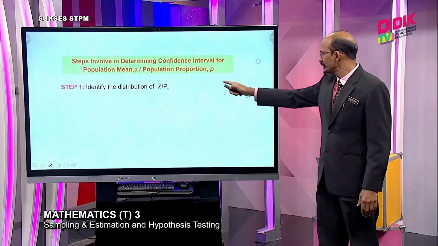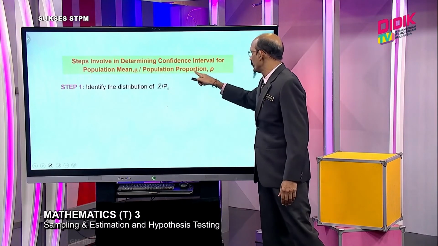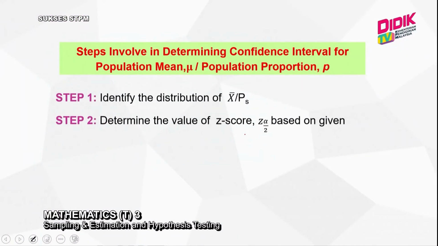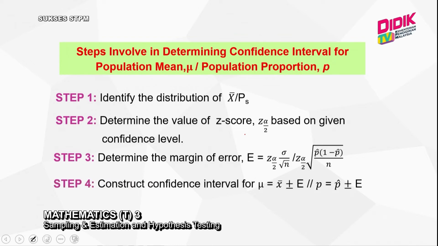Step 1, identify the distribution of what you are referring to, whether population mean or population proportion. Then step 2, you determine the value of Z score based on the given confidence level. And then you need to determine the margin of error. Some use E, some use H, doesn't matter. But the formula remains the same. The first one is formula for population mean, the next one is formula for population proportion. Next we have to construct by using this formula.